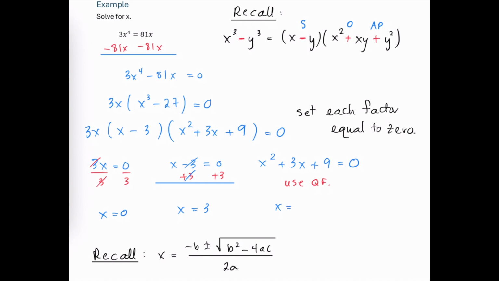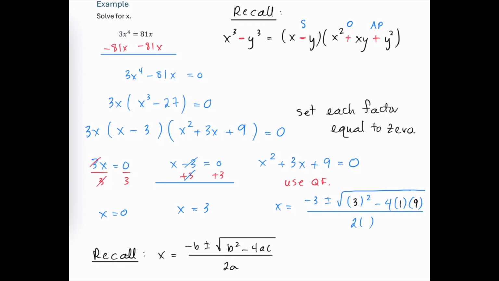So for this quadratic, we have x is equal to the opposite of b plus or minus the square root of b squared minus 4 times a times c, and we have our b plugged in here. A is 1, c is 9. And then all of this is divided by 2 times a, and our a coefficient is positive 1. And so now we just need to simplify this quantity.